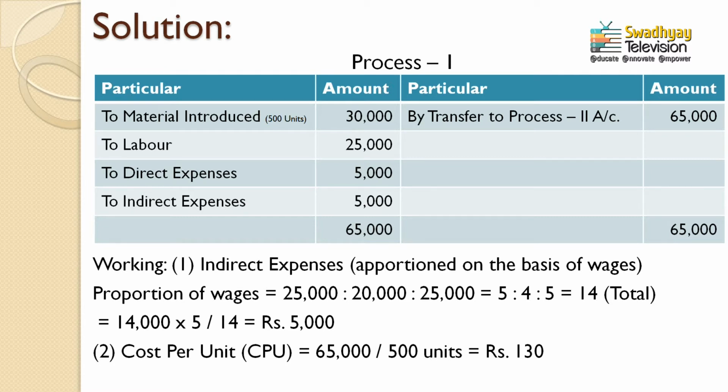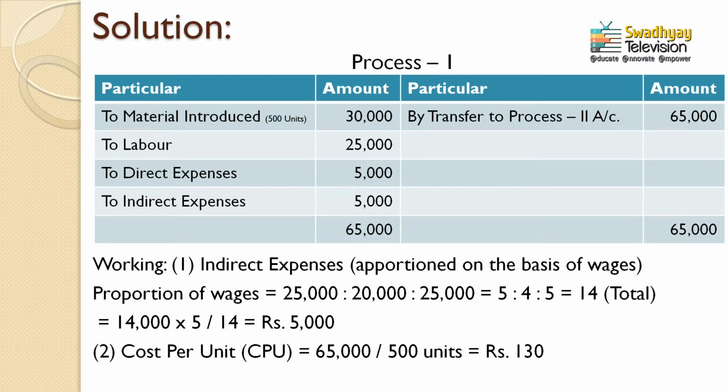Now making a total of the debit side, the total of the debit side comes to 65,000 rupees. Here in the process 1 account, 65,000 rupees of expenses are incurred. As I already clearly mentioned, it is given in the question itself that we don't have any work in progress so far, and they don't have any closing stock also. So on the credit side, no work in progress, no closing stock, no sales value, no byproducts value, and no normal wastages or abnormal wastages.